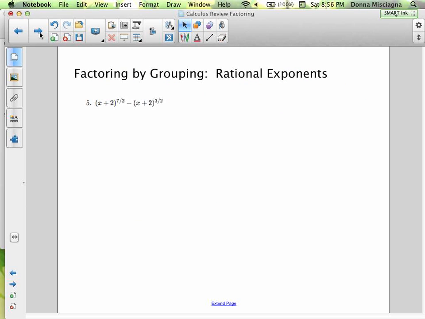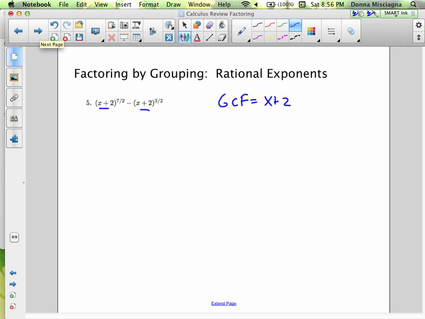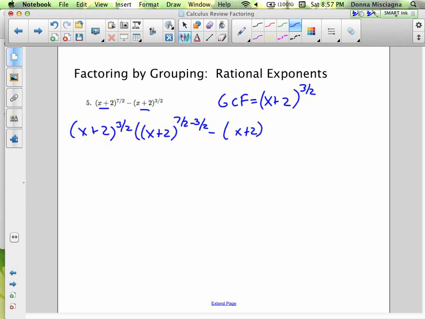All right, oh, this one's a nice easy one. All right, so who's the smallest? Greatest common factor is, we're factoring out a binomial, right? It's x plus 2. 3 halves is smaller than 7 halves, so x plus 2 to the 3 halves power. So we have x plus 2 to the 3 halves times x plus 2 to the 7 halves minus 3 halves, minus x plus 2 to the 3 halves minus 3 halves.